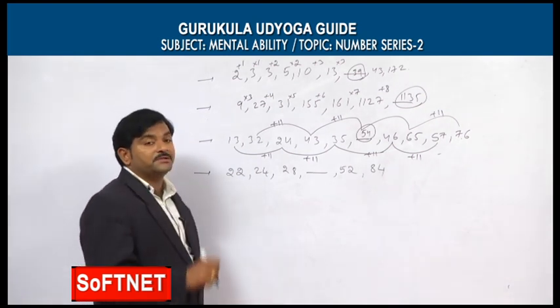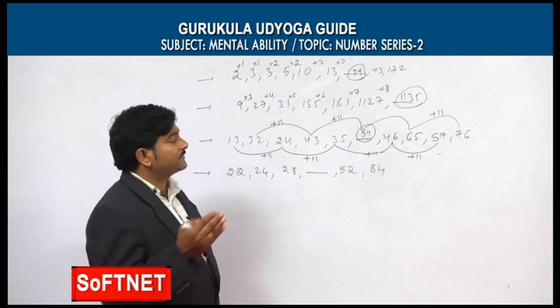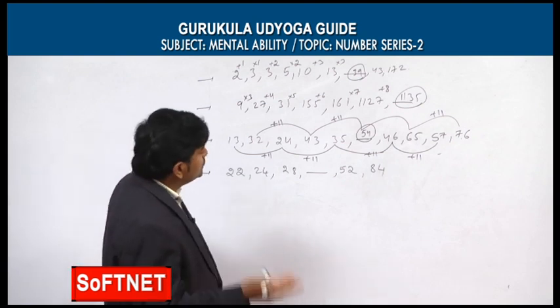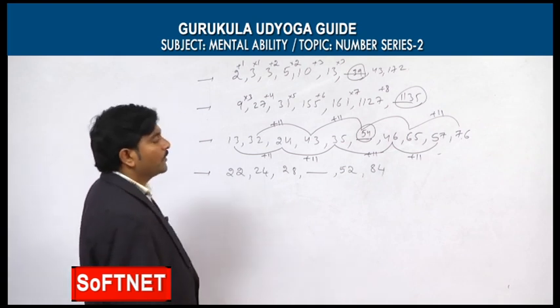In that, we said there are 2 series. There are 2 series. Series 1 is added with plus 11. Even series 2 also plus 11, plus 11, plus 11 and so on. Okay, I hope you understood this one.